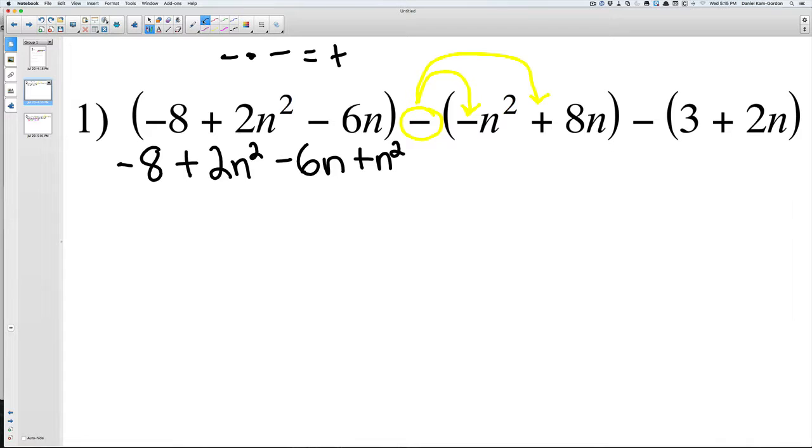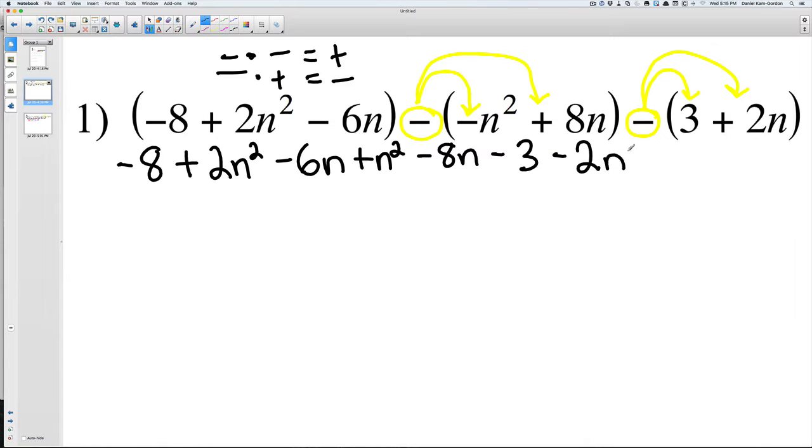However, when you have a negative multiplied by a positive, the answer is going to come out negative. So in this case, negative times a positive 8n is going to make it -8n. Same thing over here. We have another negative, which we're going to have to distribute across to this +3 and this +2n. So in this case, we're going to have a negative times a +3, which is going to make it -3, and a negative times a +2n, which is going to make it a -2n.